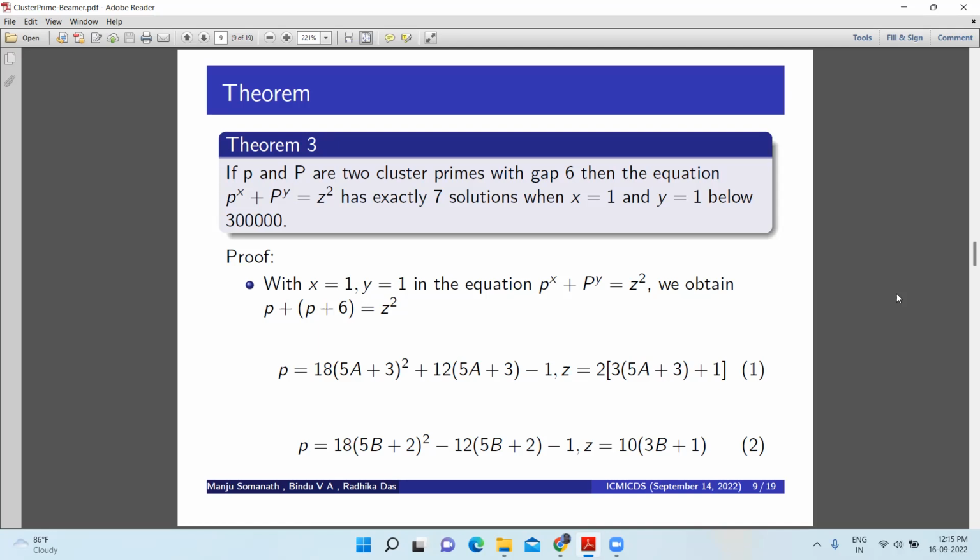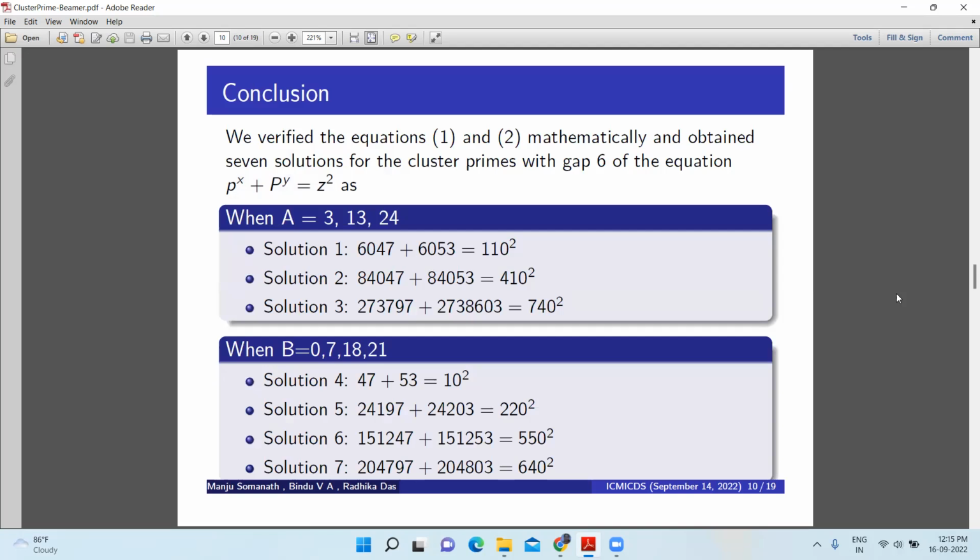By solving, we are getting the solution for p as 18 into (5a plus 3) whole square plus 12 into (5a plus 3) minus 1, and z equal to 2 into (3 times (5a plus 3) plus 1) as the first equation. Similarly, we get another solution. By giving values for a and b, we are getting these sets of solutions. When a equal to 3, 13, 14, we are getting 3 solutions, and for b equal to 0, 7, 18, 21, 4 solutions. Totally, less than 3 lakhs, we are getting 7 plus 1, 8 solutions.